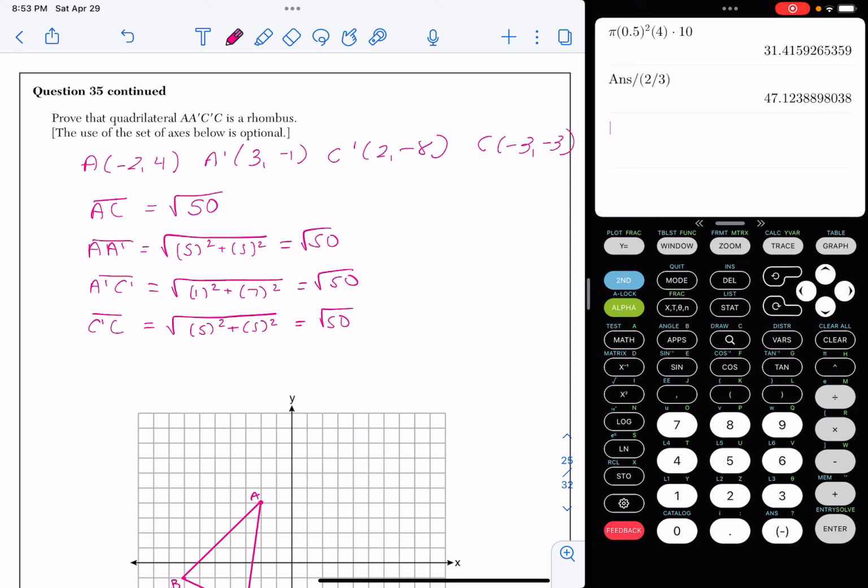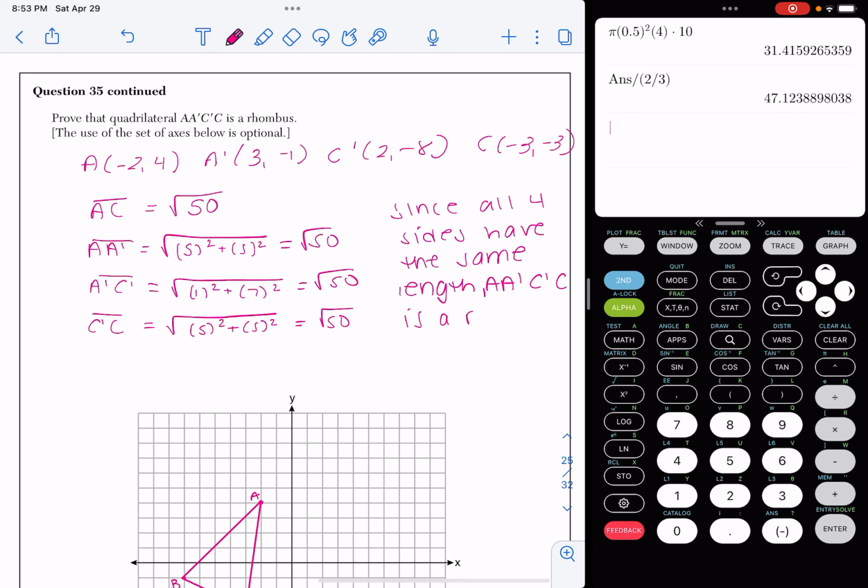So I'm just going to write that. I'm going to say, since all 4 sides have the same length, A prime, C is a rhombus. Always make sure you have your sentence concluding there, basically just explaining whatever work you showed and why you did it. Okay.